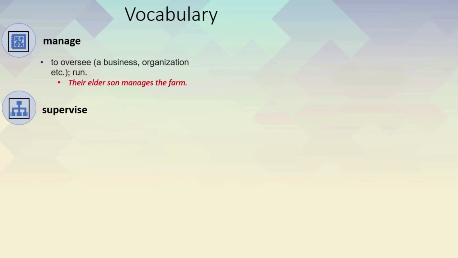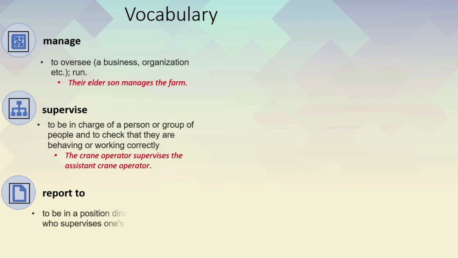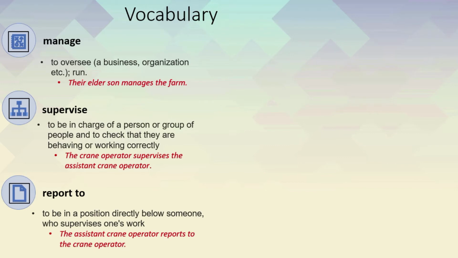Our next word is supervise. Supervise means to be in charge of a person or group of people and to check that they are behaving or working correctly. For example, the crane operator supervises the assistant crane operator. Our next word is report to. Report to means to be in a position directly below someone who supervises one's work. For example, the assistant crane operator reports to the crane operator.